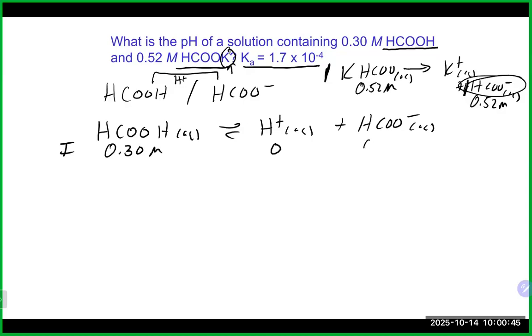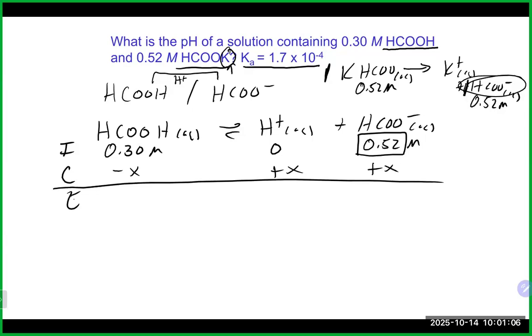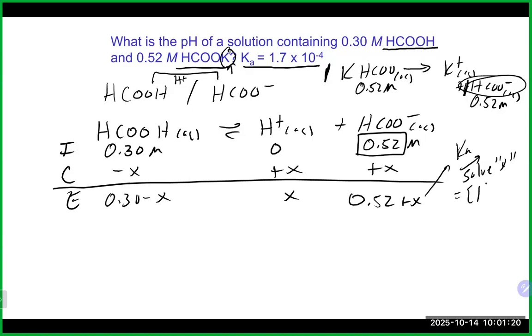The most important thing, if you do choose to do an ice table for this type of calculation, is that entry right there. Once again, if you zero it out, you are not doing this calculation. You're just doing a weak acid calculation. So that's a super common error when people do the ice table here. Minus X, plus X, plus X. And we go to equilibrium here: 0.3 minus X, X, 0.52 plus X. At this point, you would go to your Ka, you would solve for X, and X would equal the H plus concentration, which then would allow you to get to the pH.